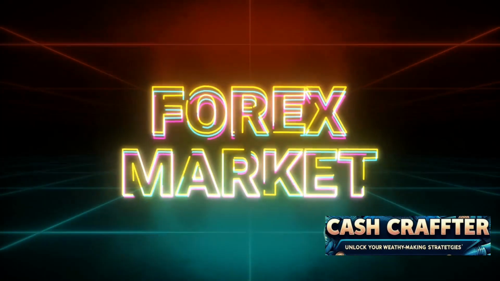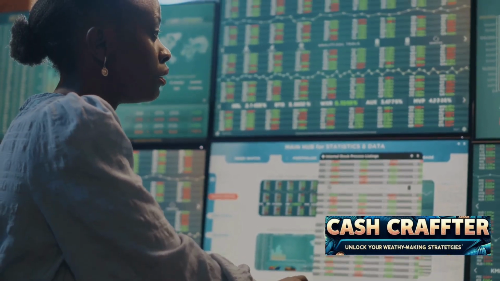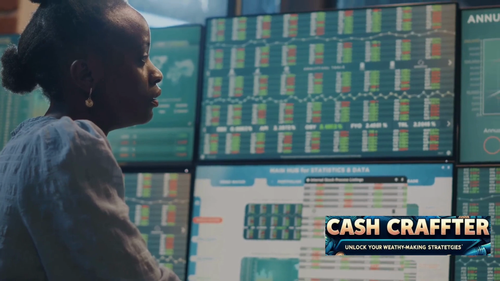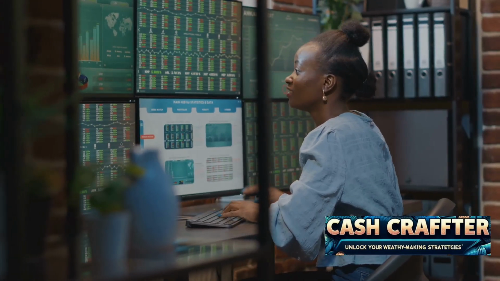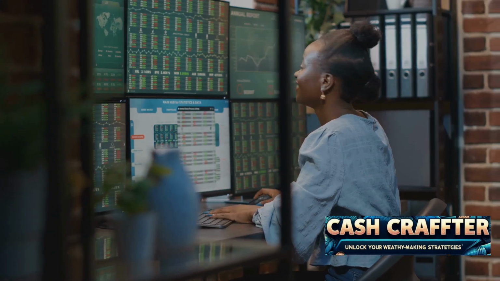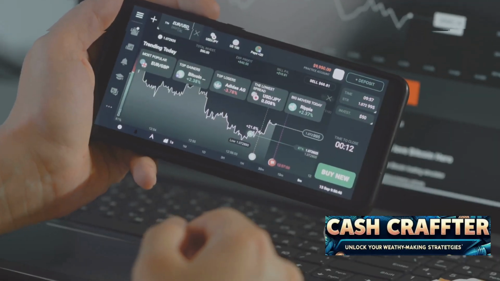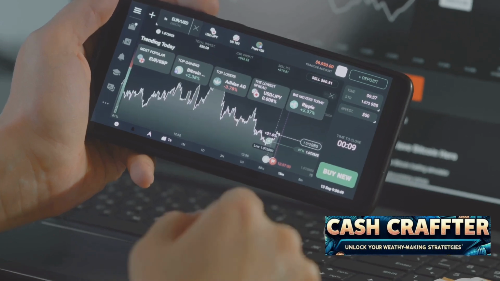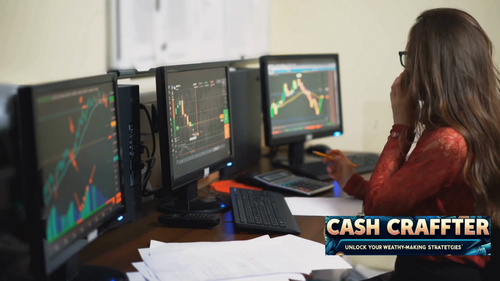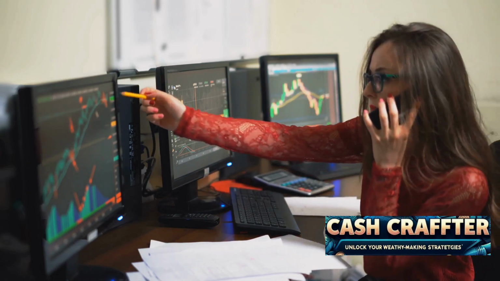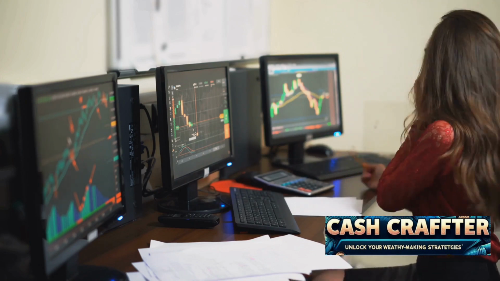Remember, each pair has its unique characteristics and behaves differently under market conditions. So, it's crucial to familiarize yourself with the pairs you plan to trade. Understanding currency pairs is the first step in your journey to making money in the Forex market. Now that you understand currency pairs, let's examine how to analyze the Forex market. To make informed decisions in the Forex market, two principal types of analysis come into play: fundamental and technical analysis. Both are vital for a well-rounded market perspective.